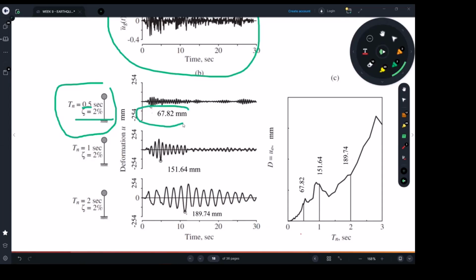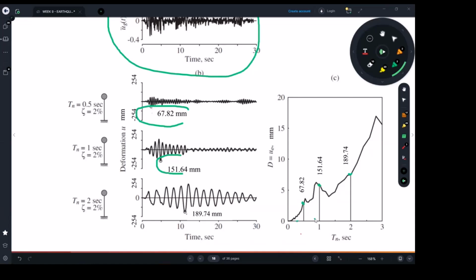at 67 millimeters. If you change the time period to 1, it should come at 0.15. If you change the time period to 2, remember here, we're keeping the damping the same. We're fixing the damping and changing the time period. So by now, I should be able to plot those 3 points: point 1, point 2, point 3. But to come up with all this curve is called the DRS, displacement response spectrum.